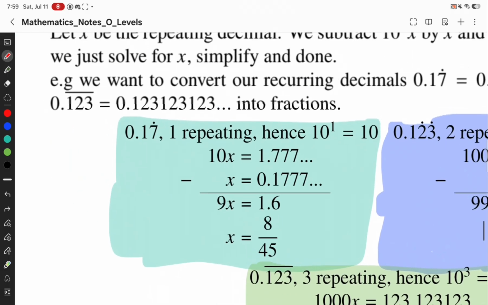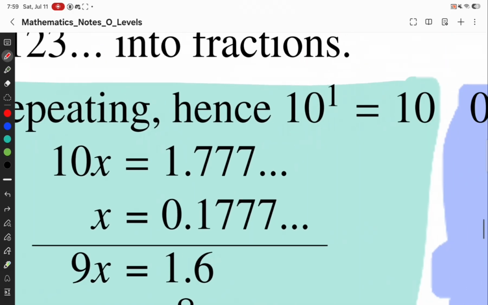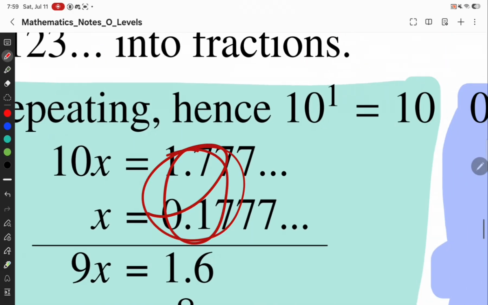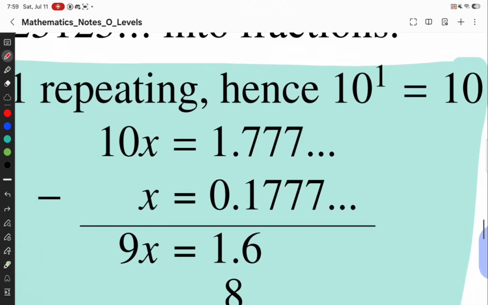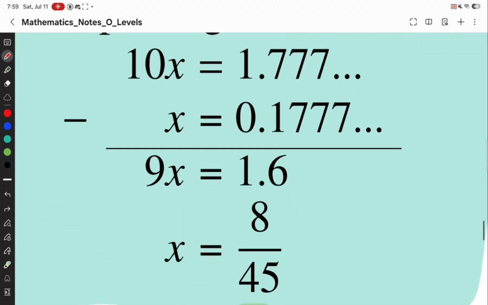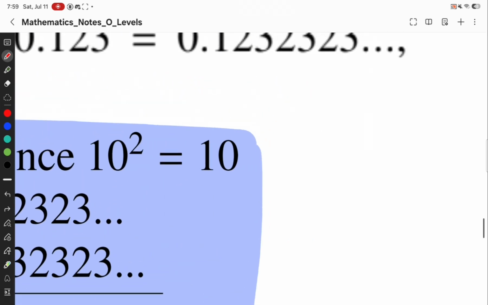Okay. Next, what do we do? We subtract this by the original number. Okay. Now, be careful of the placement of the decimal dot. Okay, the decimal point. This is crucial when doing decimal computation, like subtraction and addition of decimals. You have to be mindful of where you put the decimal dot, or how you order the digits.